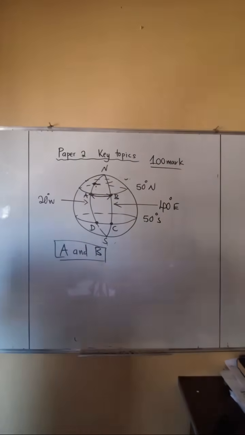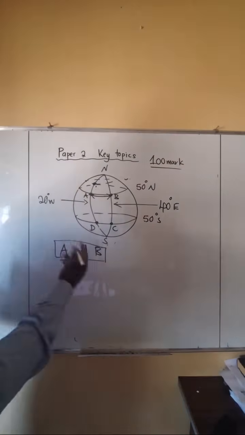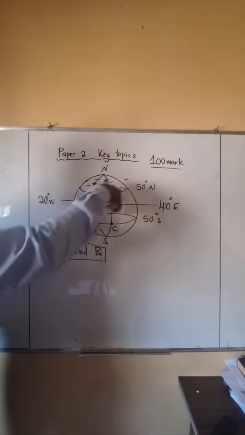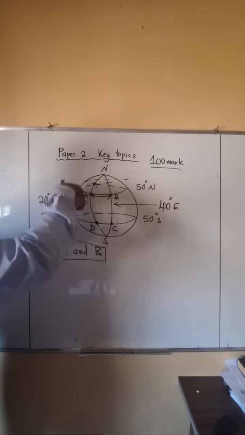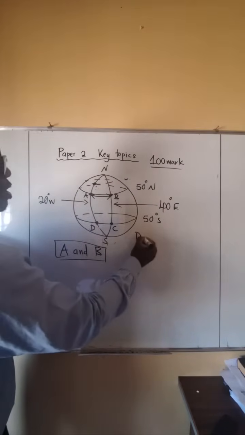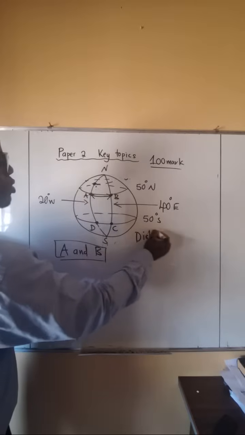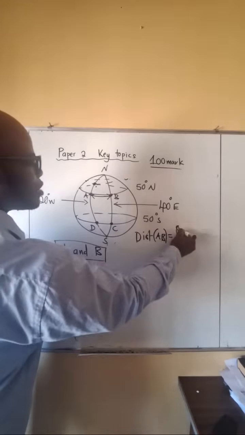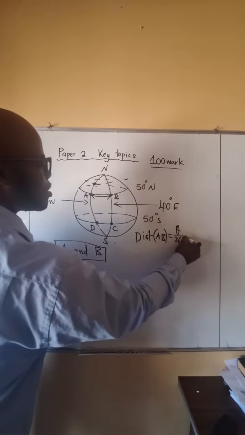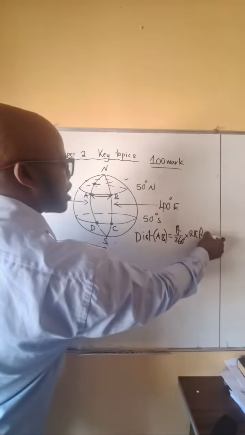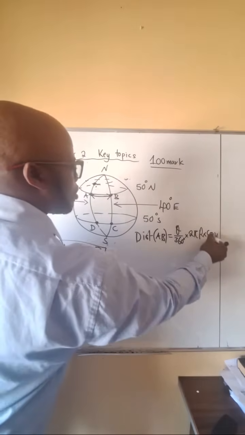When it comes to distance, the first thing you must consider is where the distance is falling. It's falling on the latitude. So when the distance is falling on a latitude, we use this formula: distance AB is equal to theta over 360 degrees times 2 pi capital R times cos y.